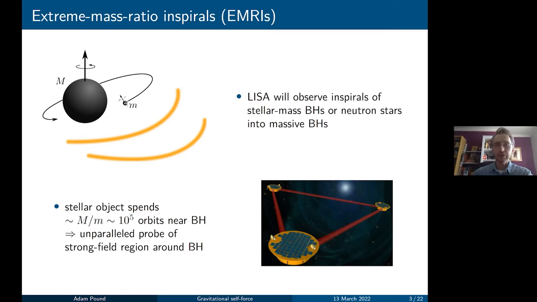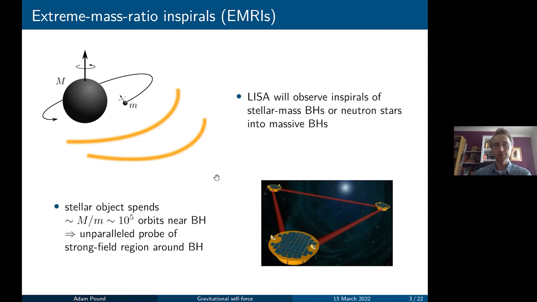These systems are very interesting because the entire time that we are observing this binary, so the entire time that it's in the LISA band, is in the strong field regime. So within 10 Schwarzschild radii, or actually usually significantly less than that. So very, very close, highly relativistic. It spends a long time in that highly relativistic regime, and you basically get an inverse of the small mass ratio number of orbits. So basically 10^5 if you have a 10^5 mass ratio. So we get a huge number of orbits, and they're very complicated, and so we get a very detailed map of the geometry around the big black hole. Basically the small guy is acting as a probe of the strong field regime around the black hole.